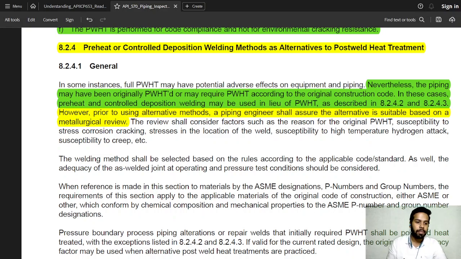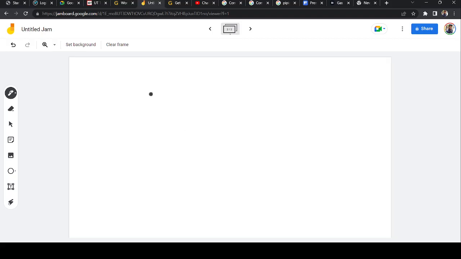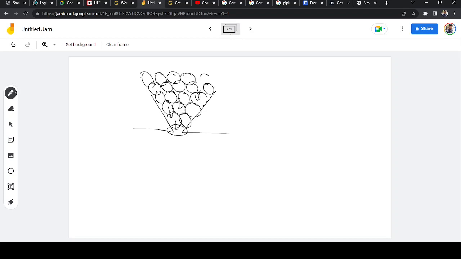So let's imagine you have a welding like this. So you'll do first pass. When you do second pass, this second pass is going to relieve this bottom pass. When you do third pass, this third pass is going to relieve the second pass. Then fourth pass will relieve the third pass. Fifth pass will relieve the fourth pass. Sixth pass will relieve the fifth pass, and then you can cut these. Okay, so in this case, post-weld heat treatment is not required. This is known as CDW, controlled deposition welding.